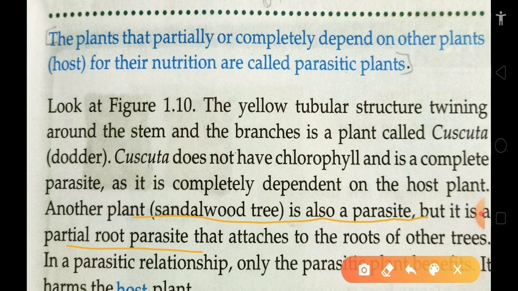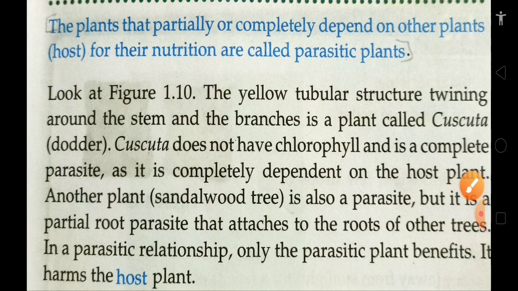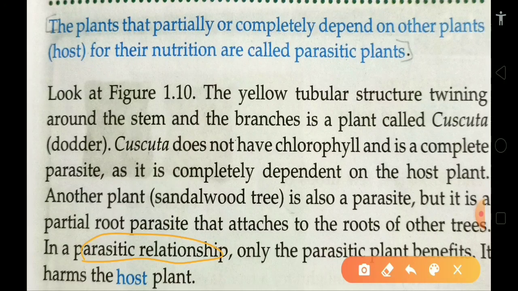And in a parasitic relationship, a very important thing is there. In the parasitic relationship, only the parasitic plants benefit and the host plant gets harmed. This is a very important thing: in the parasitic relationship, only the parasitic plants, like cuscuta, dodder and sandalwood, will get the benefit, and it harms the host plant.